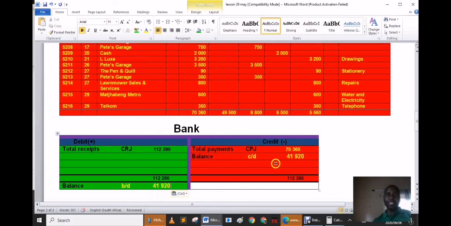So now I have balanced my bank account. Throughout the month, I collected 112,280. I used 70,360. So I'm still remaining with 41,920. So we end this lesson here, and then we'll be doing our next activity to illustrate what will be happening if we are having a situation where the business is trading. Because in this activity, this one was only providing a service. Thank you very much.